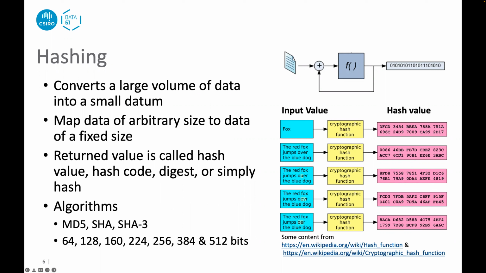And there are a few other properties, like given this hash value, you cannot go back and generate this input. And it's extremely rare that two different inputs would produce the same hash value as well. There are a range of algorithms, but some of the more popular ones are MD5, SHA, SHA3, like that. And you could also decide how large you want this output to be, like 64 bits, 128 bits, like that.